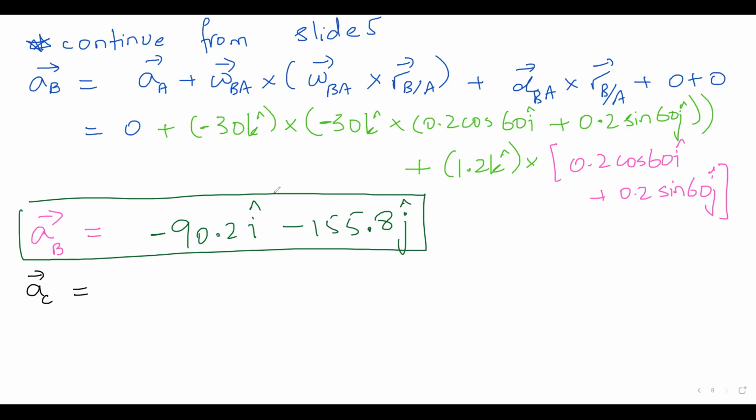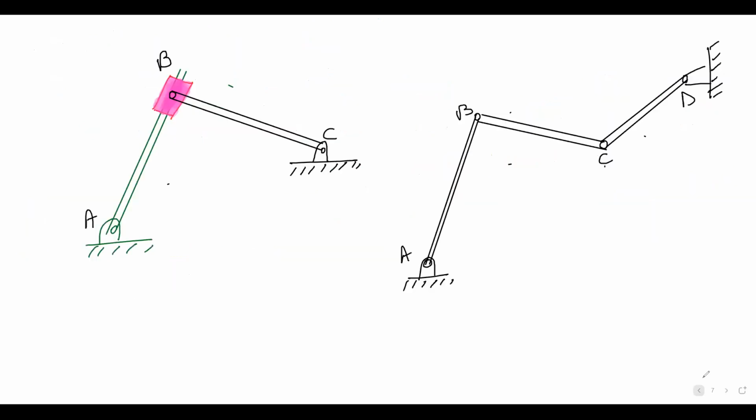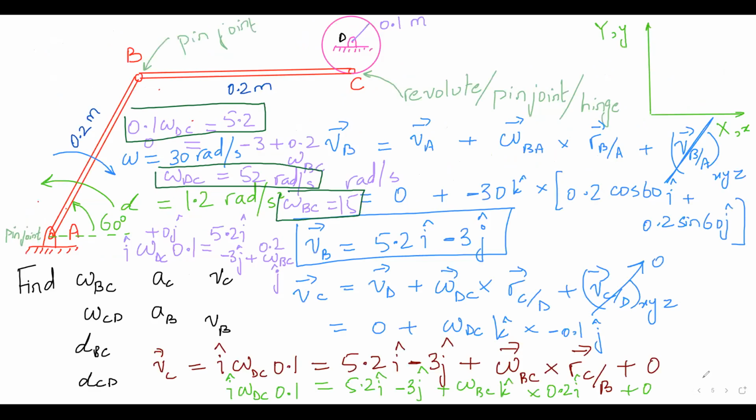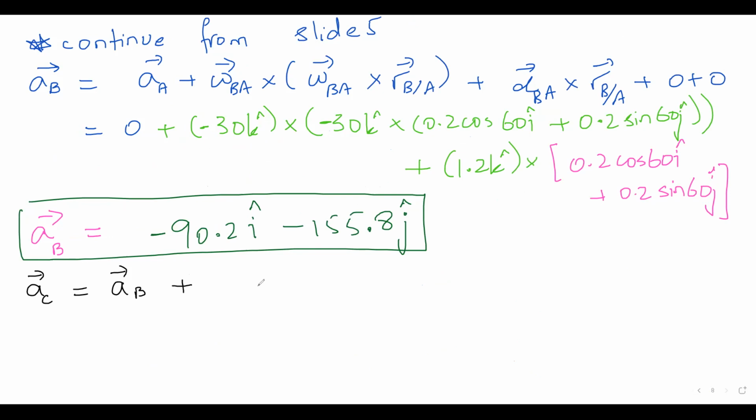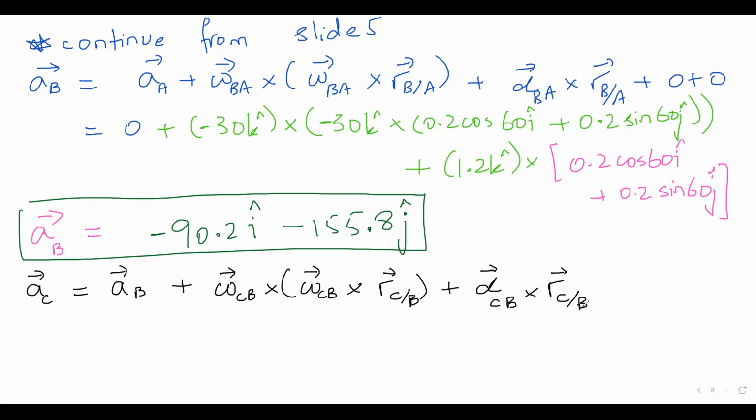Okay, AC equal to AB plus omega CB cross omega CB cross position of C with respect to B plus alpha CB cross position of C with respect to B plus 0 plus 0. AB is minus 90.2 I minus 155.8 J plus.